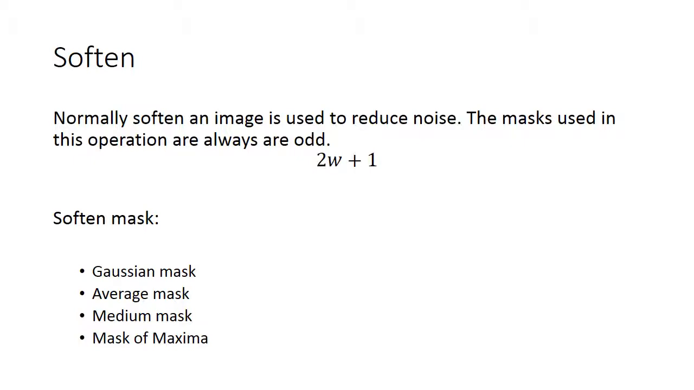The Gaussian mask, that in the center of the mask has a very large number. The average mask, that is used to remove borders. The median mask, that the value that is assigned to the mask is the value of the average. This mask leaves the borders, and the mask of maxima.